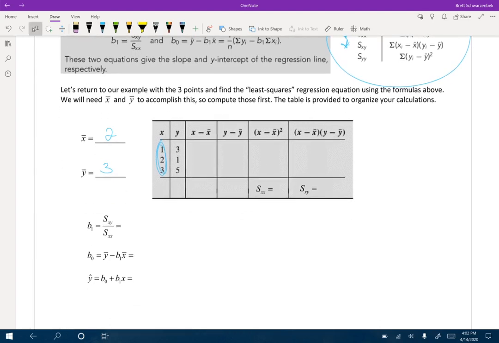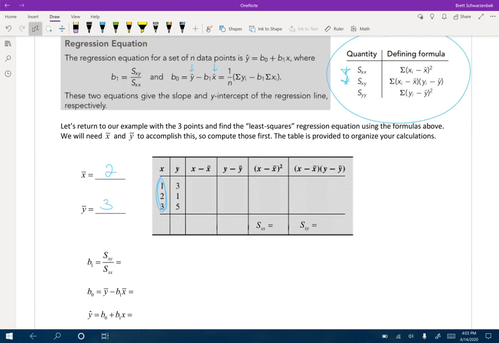So what do we need to do basically? Well, if we want to calculate the slope, we need this SXY and SXX formulas, which are here. So in order to do that, we need to use the table. So remember, x bar is 2 and y bar is 3. For this column right here, we need to take every x value and subtract 2. So we're going to get -1, 0, and 1 as our values. We then go to our next column and now we have to take every y value and subtract 3. So we're going to get 0, -2, and 2 as our values. So far, so good, right?